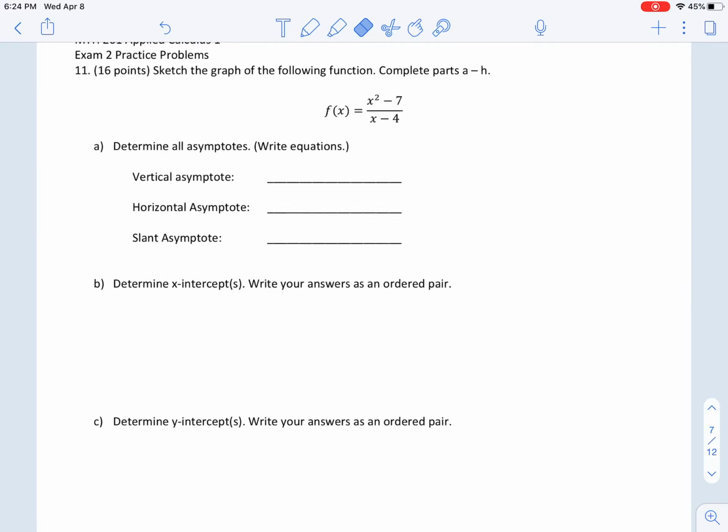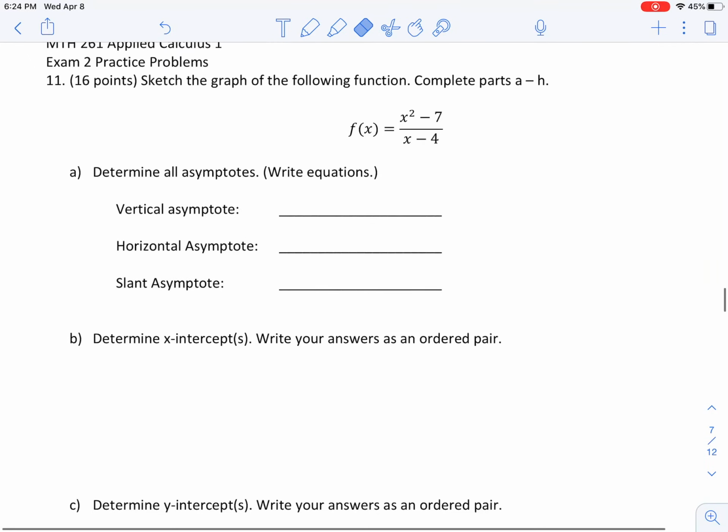All right, Brian, here's number 11. Sketch the graph of the following function. Complete parts A through H. Vertical asymptote. We have one at x equals 4.